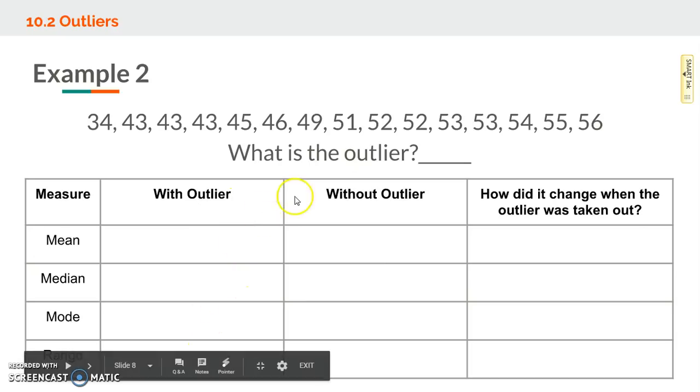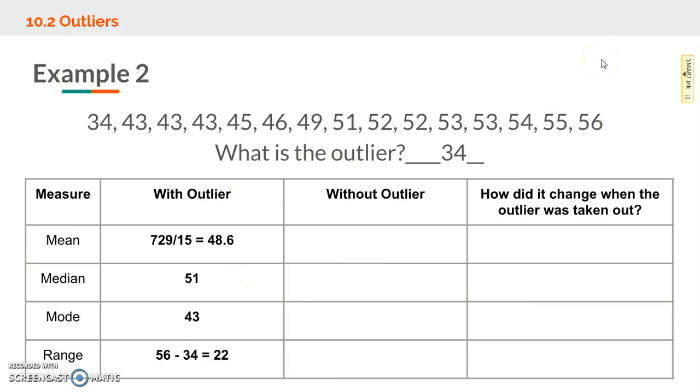All right, so we're going to do the same thing, same information, filling out each chart. We have an outlier this time of 34. So 34 is kind of close to 43. It's getting there, but compared to all the other data that's in the 40s and 50s, our 34 is the number that is outside that range a little bit. So finding the mean with the outlier, add those all up. There's 15 numbers, so you get a 48.6.